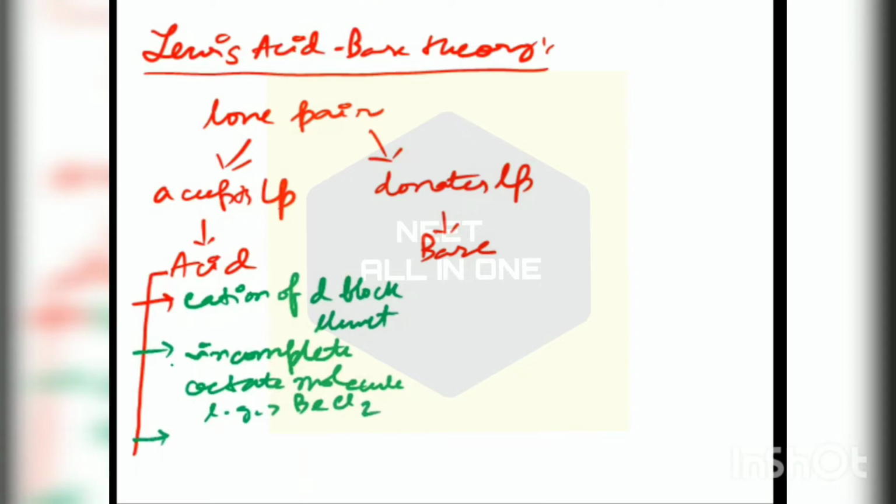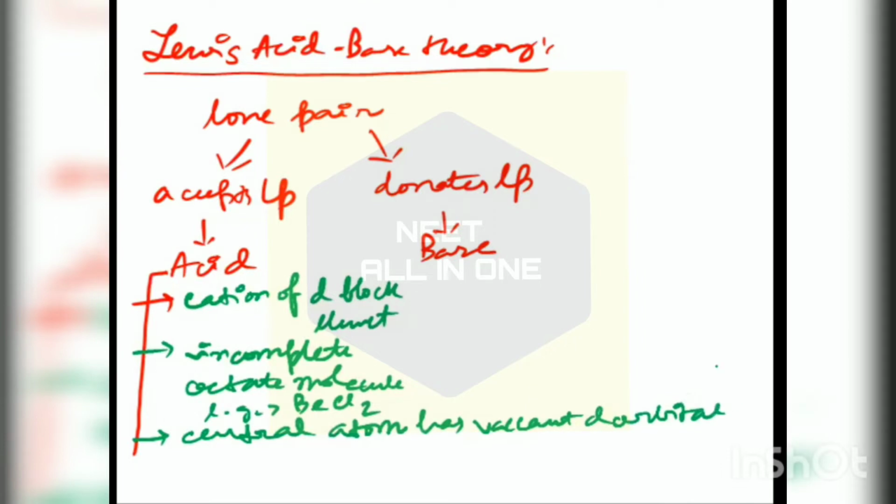Next is, if the central atom has a vacant d orbital, just like our SF4, SiCl4. Next is, if two atoms of different electronegativity linked by multiple bond can behave as Lewis acid. That will be our CO2, SO2.